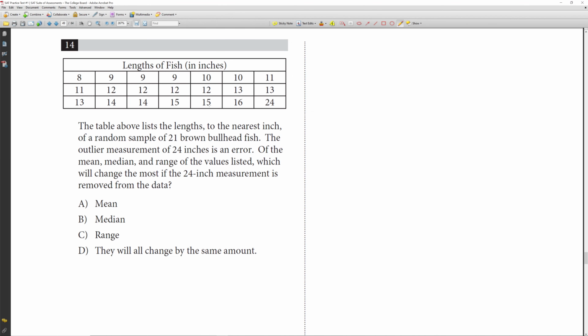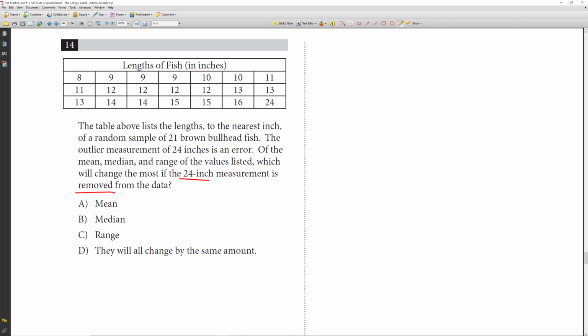Awesome. Number 14. Also a passage question. So you kind of skip to the end. Which will change the most if the 24-inch measurement is removed from the data? So that means you have a data set and you're taking out what appears to be the largest value. Keep that in mind as we go through the question. So again, it looks like we have a large amount of data we need to look through in some passages. Of the mean, median, or range of the values listed, which will change the most if the 24-inch measurement is removed from the data?